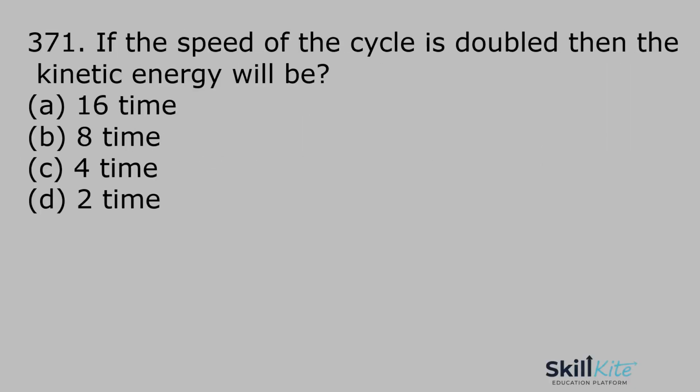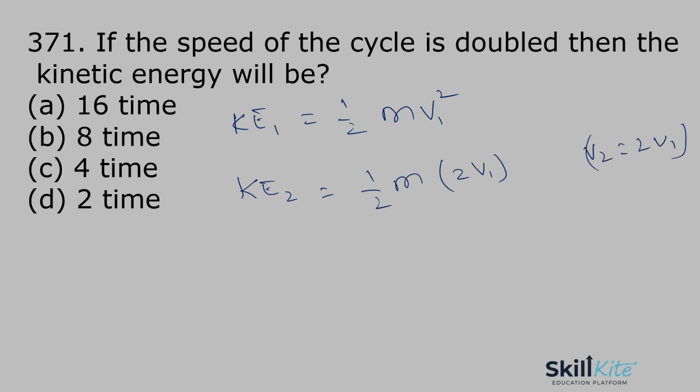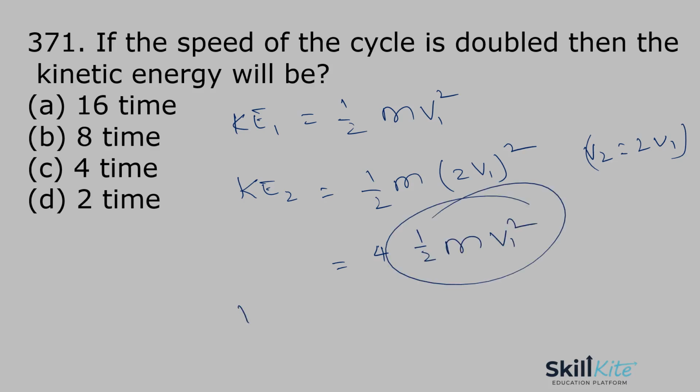If the speed of the cycle is doubled, then the kinetic energy will be? What is the kinetic energy formula? In the initial condition, it is half mv square, with v1. In the second condition the velocity is doubled, so v2 equals 2 times v1. So with the whole square, it is around 4 times half m v1 square, right? So KE2 is 4 times the kinetic energy of KE1. So option C is the right answer.